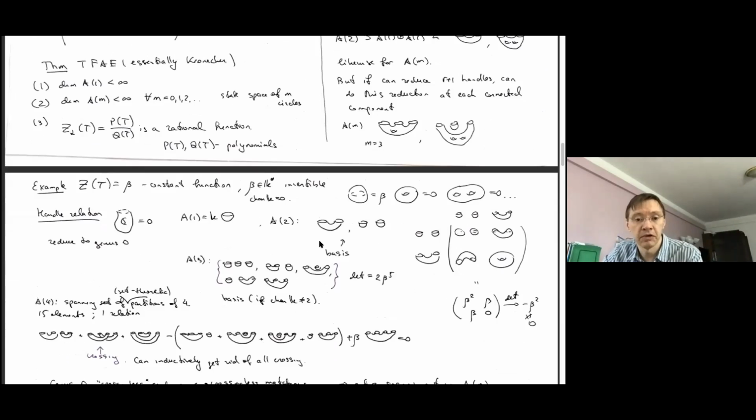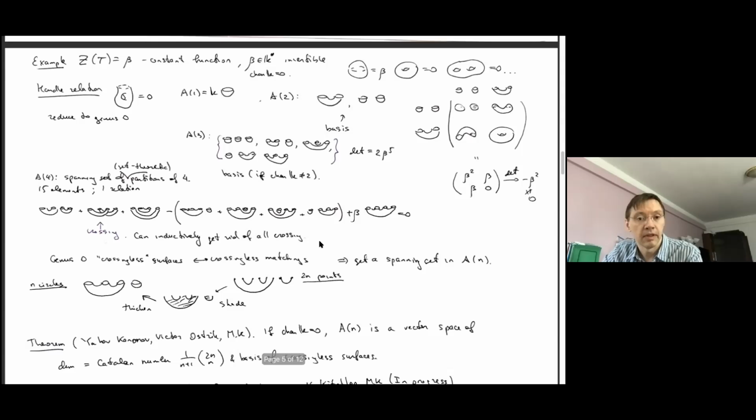And let us work out an example where our generating function Z is just a constant. So there are no higher terms, just a constant beta, a non-zero element of the field. For simplicity, we assume characteristic is 0. So this is what it looks like. So evaluation is beta on the 2-sphere, and on anything else it's 0.